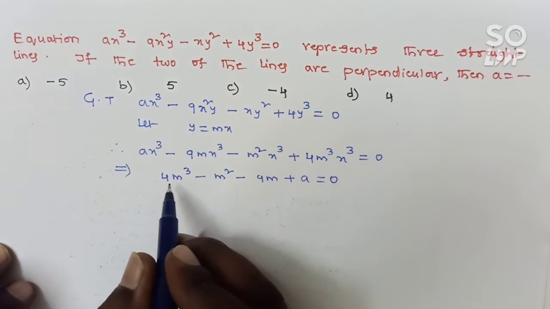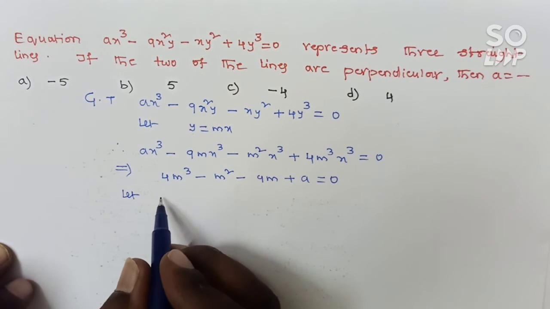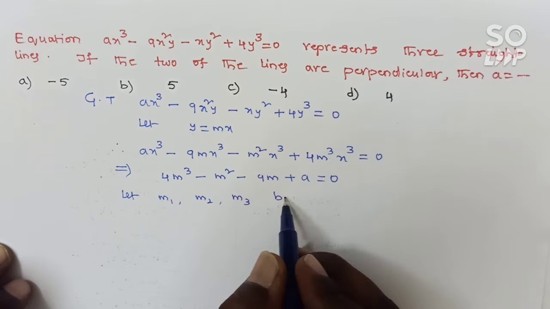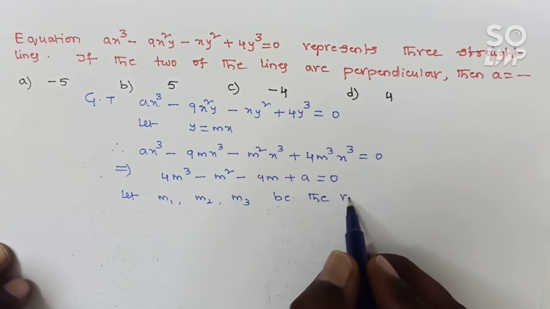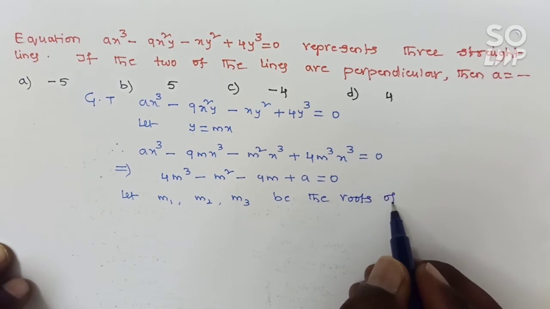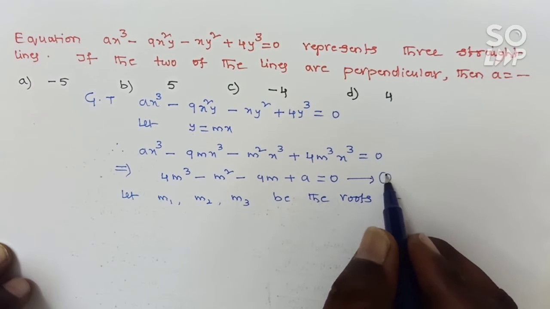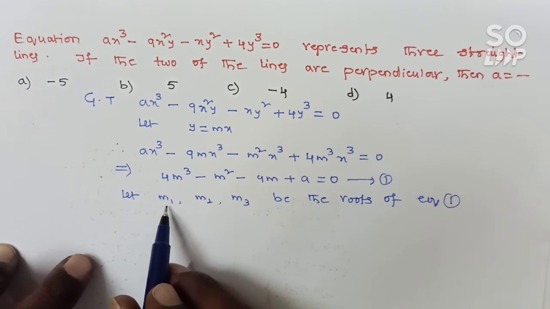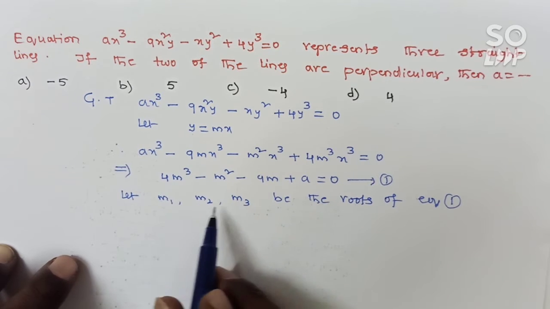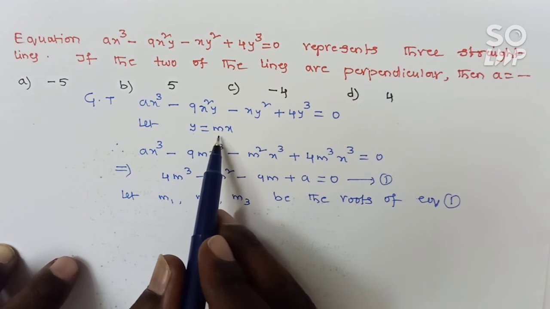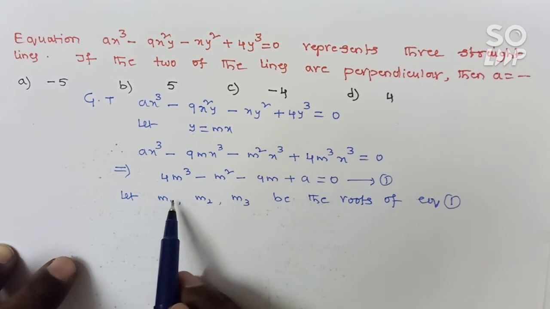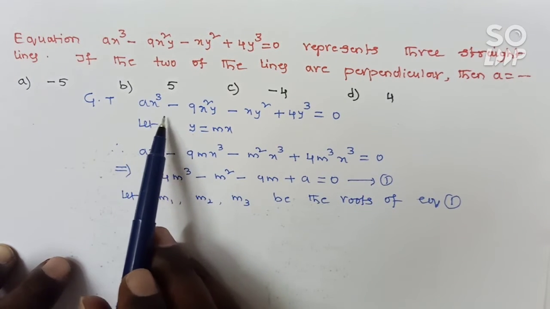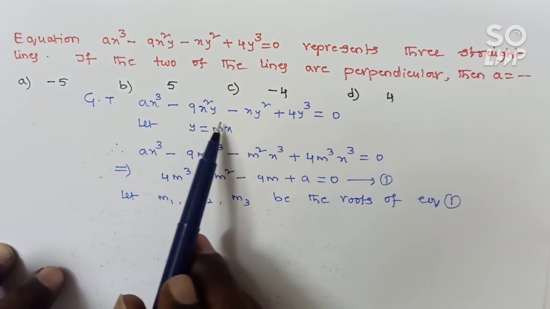Clearly it is a cubic equation in variable m. Let m1, m2, m3 be the roots of equation 1. Now if m1, m2, m3 are roots of this equation, what is meant by m in the above equation? Slope of the line. Therefore m1, m2, m3 represent the slopes of the lines represented by the given homogeneous equation.